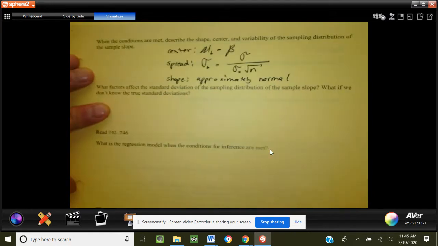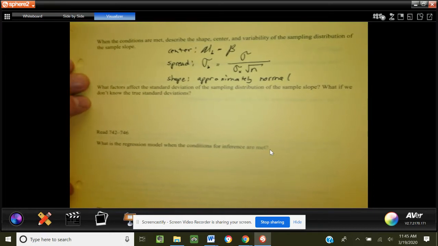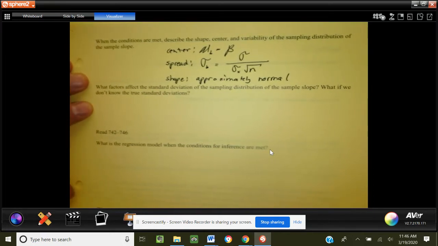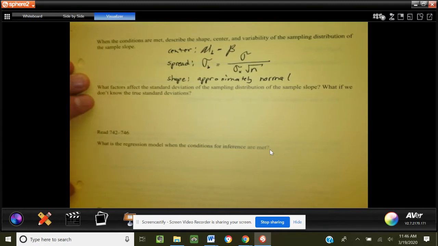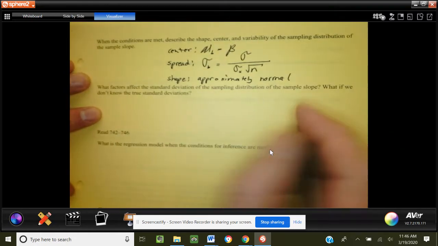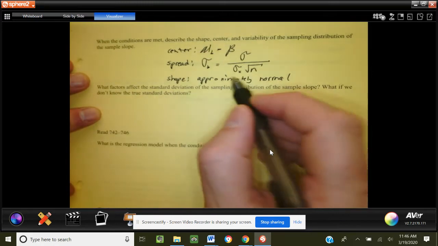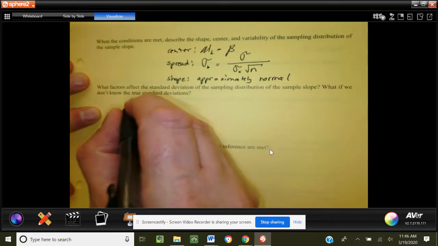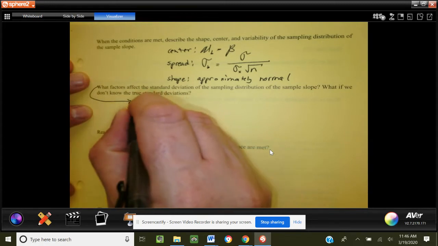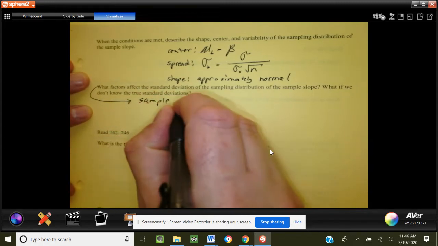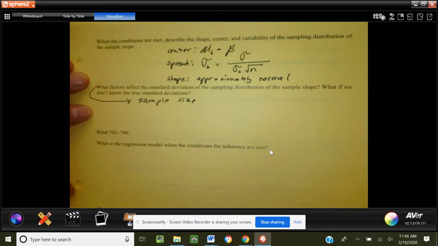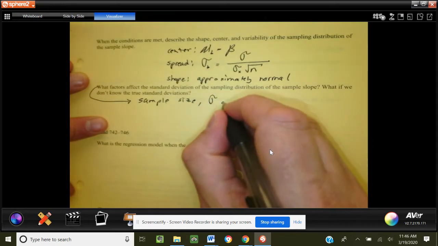All right, next question here says, and if you just look at the spread formula up here, what factors affect the standard deviation of the sampling distribution of the sample slope? Say that 5 times fast. And what if we don't know the true standard deviations? Well, if you look at the formula, what affects the spread for slope is really everything you see in the formula. So the factors would be sample size, standard deviation of the residuals.